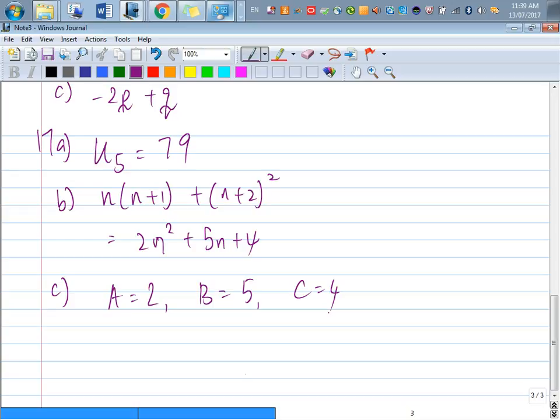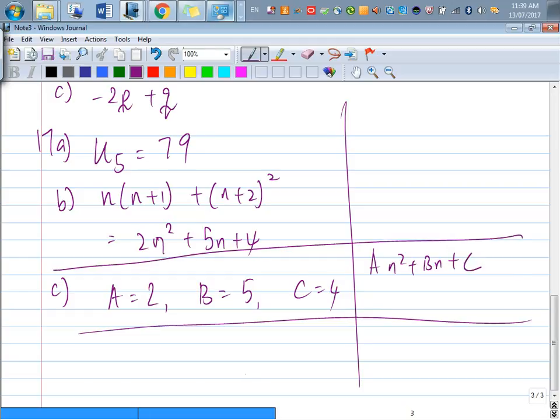Look at negative 5. Okay, yeah. My question is a n square plus b n plus c. Now, if your question is a n square minus b n plus c, then your answer will be a equals to 2, b equals to negative 5, c equals to 4. Okay?